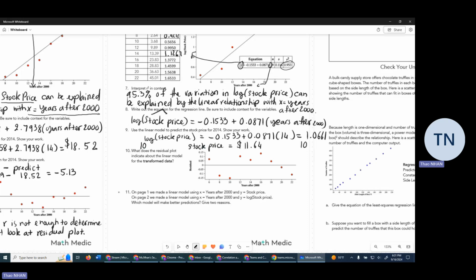Again, if I look at what the residual plot indicates about the linear model for the transformed data, the plot is right here. Now it looks like all the dots are spread out. There's no real pattern here. It's not a curve anywhere. It was up and down everywhere. So we can say that there's no clear pattern here, so the linear model is appropriate here.